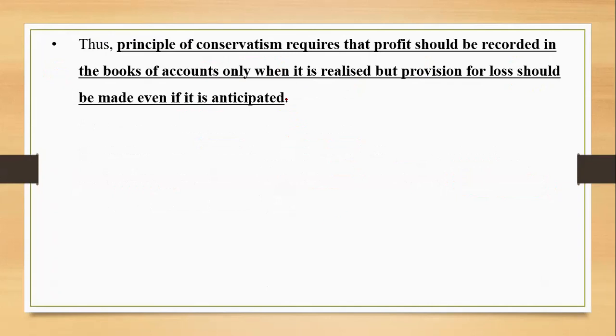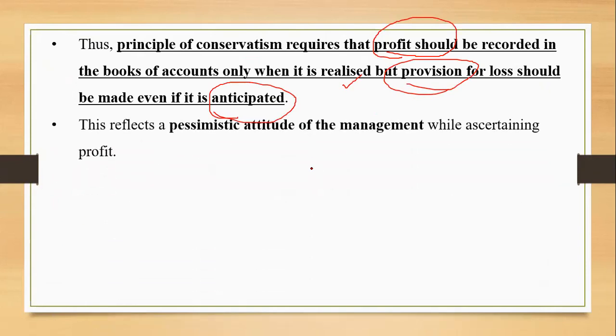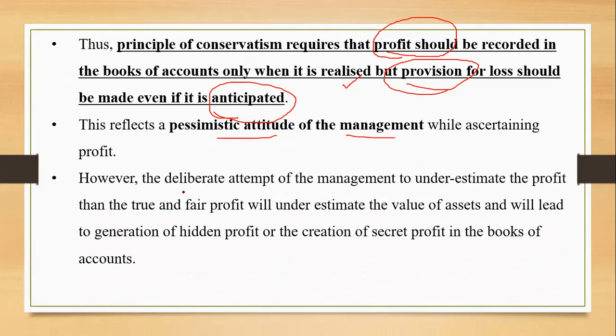The principle of conservatism requires that the profit should be recorded in the books of accounts when it is realized, but provision for loss should be made even if it is anticipated. This is the conclusion of this particular concept. This reflects a pessimistic attitude of the management while ascertaining the profit. However, the deliberate attempt of the management to underestimate the profit, than the true and fair profit, will underestimate the value of the asset and will lead to generation of hidden profits. You are not supposed to do that.